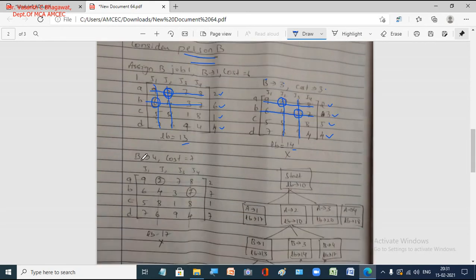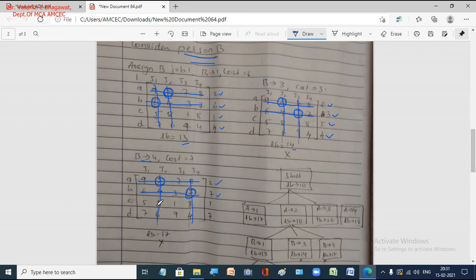The last one: you will assign job 4 to B. When you assign job 4 to B, what is the cost for this? 7. And what about job 2? Job 2 is already fixed to A, so you should not change this now. What is the cost for this? The cost is 2, we'll write down 2. Now this is fixed, so we will strike off this row and this column. Since you are assigning the 4th job to B, you strike off this row and this column.